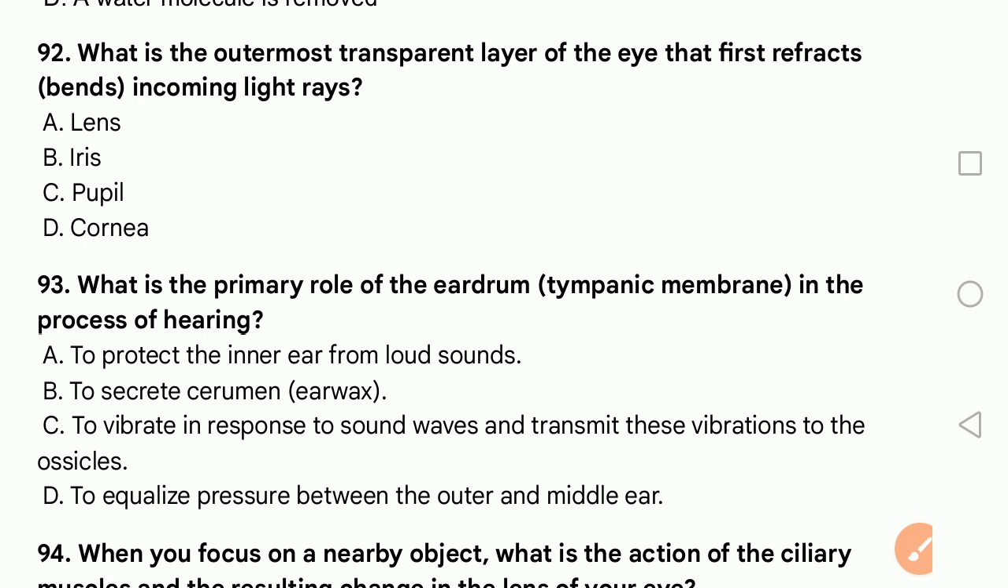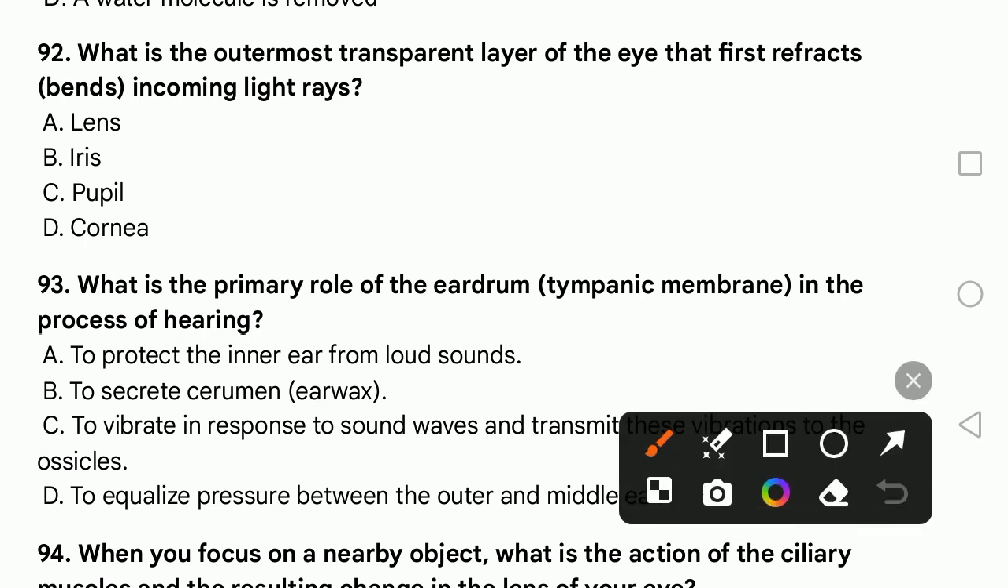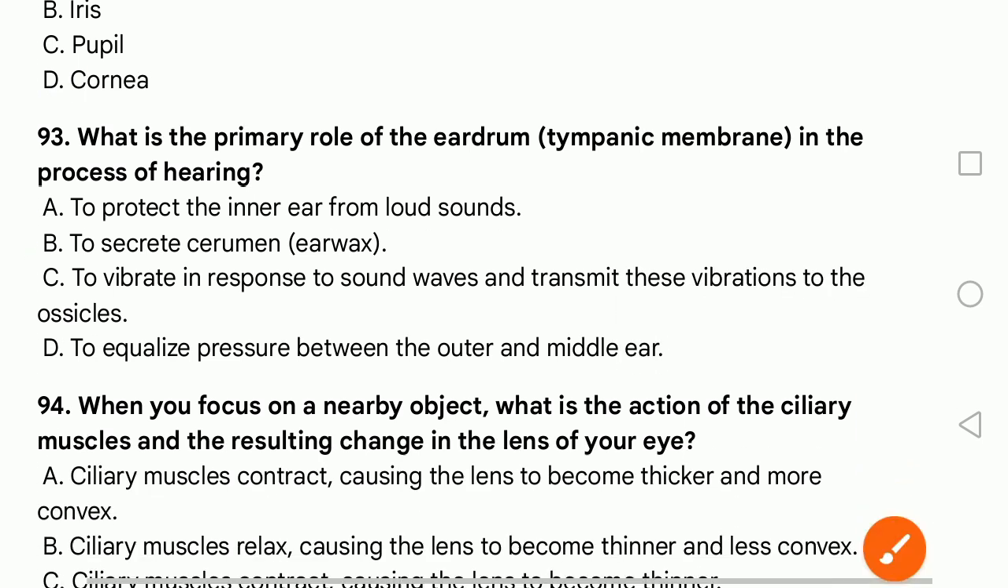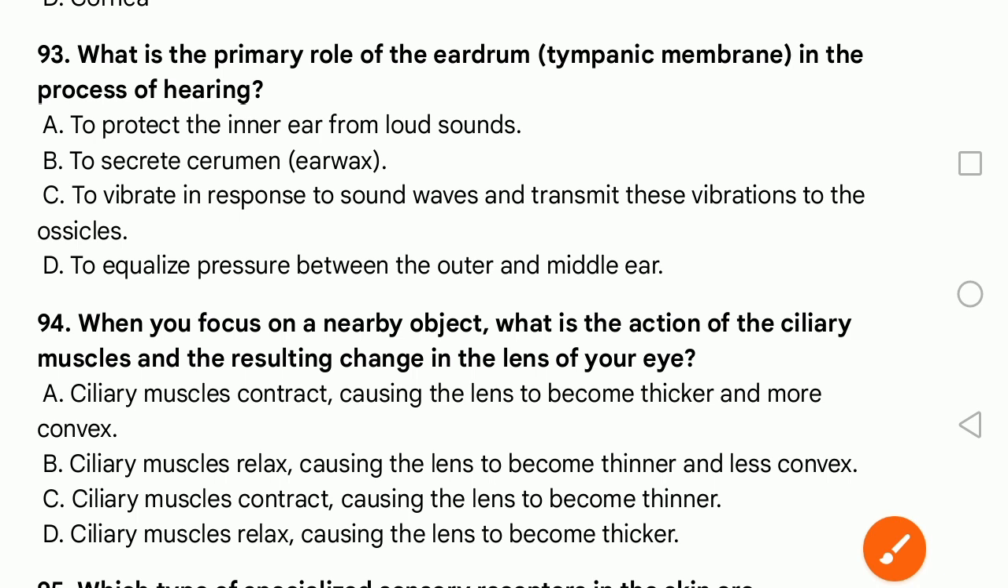Tympanic membrane in the process of hearing. Cornea. What is the primary role of the eardrum? Tympanic membrane in the process of hearing.